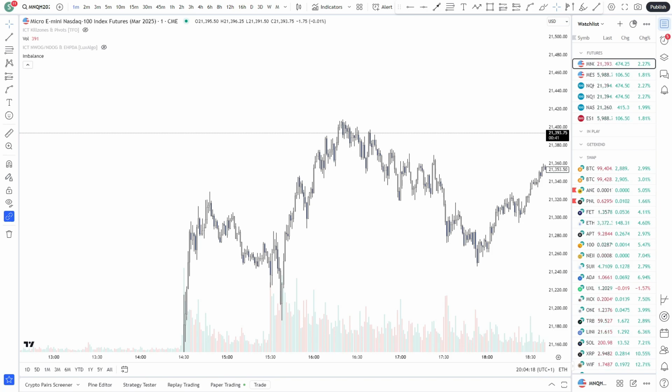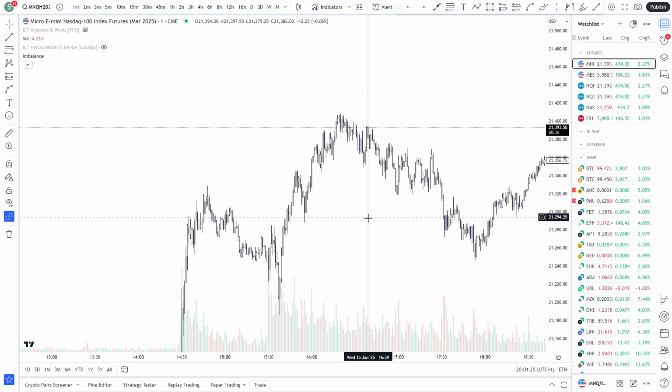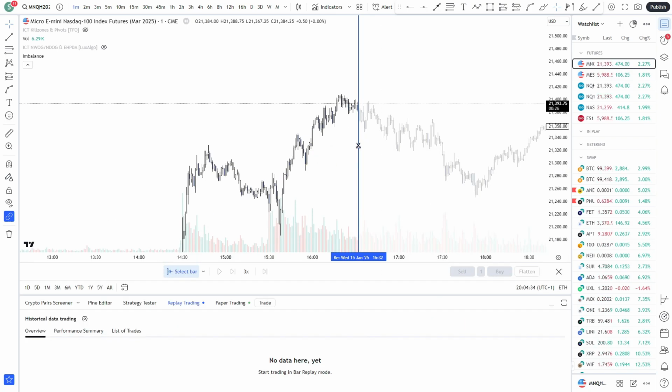So, as a reward I will explain to you why I took this trade and how I entered the trade. Alright, we have to go back in time a bit. Let's go back to around here.